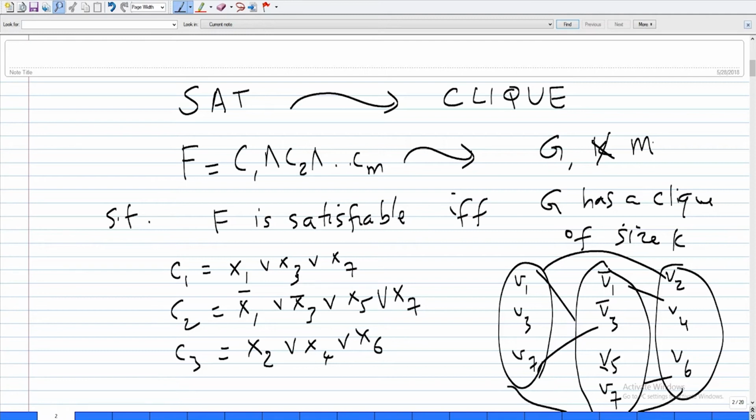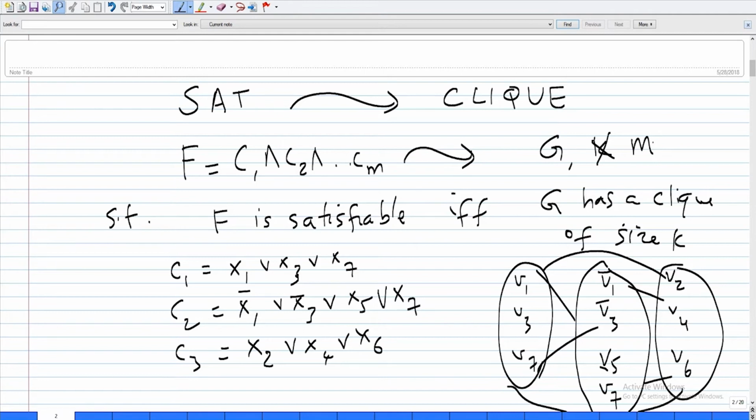So here is my intuition: if you have a formula which is satisfiable, there is some assignment that makes C1 true, that makes C2 true, that makes Cm true, which means that out of these variables one of them is making C1 true, out of these variables one of them is making C2 true, and I am going to pick those variables. Since I designed my graph in a way that there is an edge between every pair of these sets, they will form an M clique. So yes will go to yes. If you have a satisfying assignment, you will have an M clique.